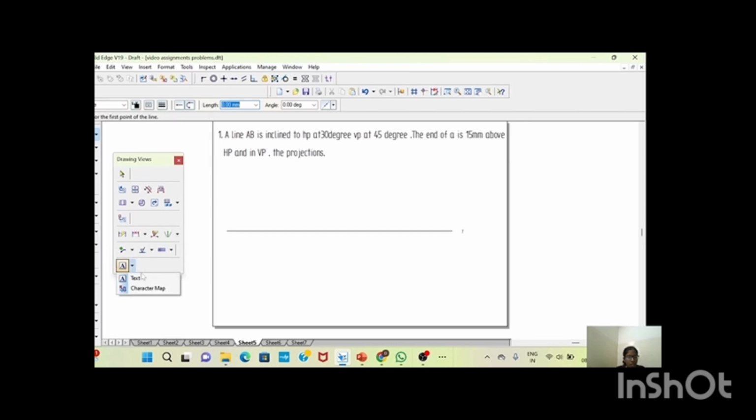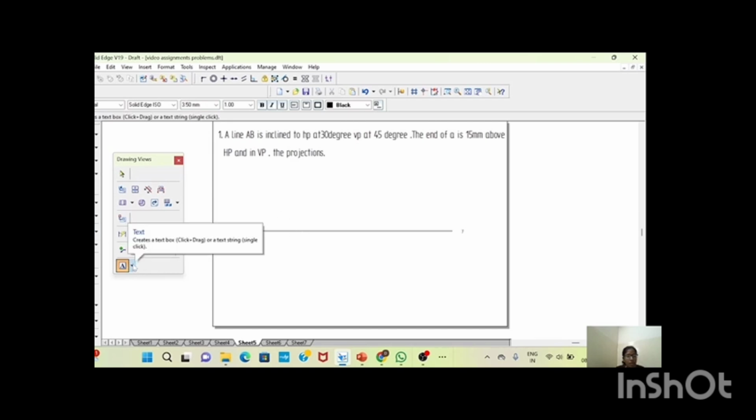From the text box, select the text and name it as X and Y. Above the XY line, we name it as VP and below the XY line, we name it as HP. In the given question, the end A is 50 mm above the HP and in the VP, so we have to draw 50 mm above the XY line.